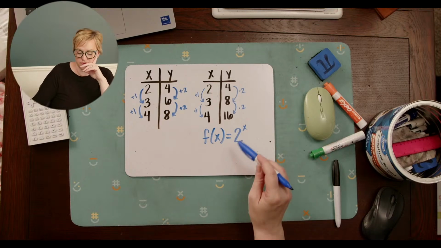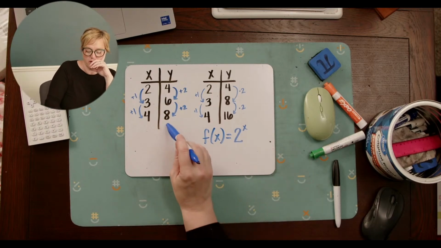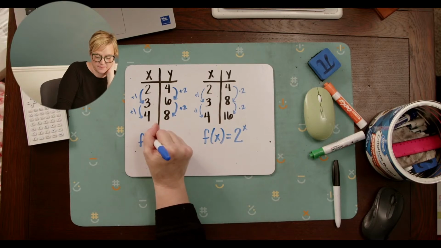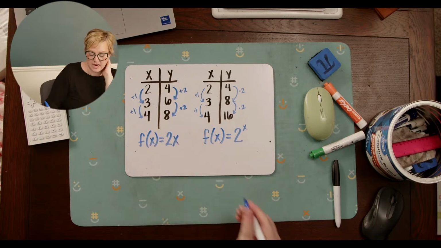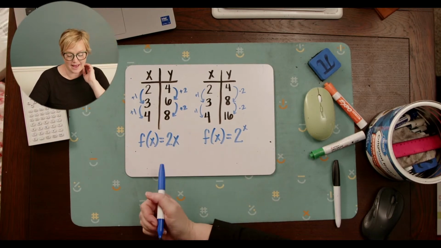Okay, so that one would be 2 to the x power. Over here, this would be f of x equals 2 times x, because that is linear.